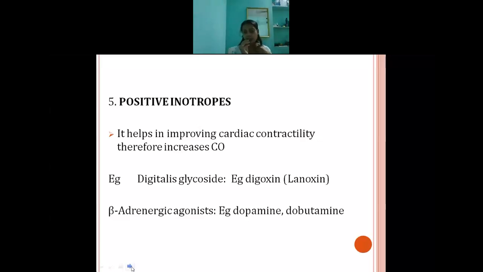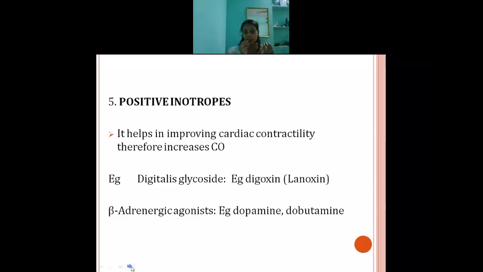And there is one more positive inotrope that we use, that is dopamine and dobutamine. Commonly, dopamine and dobutamine are used when the blood pressure is low or when there is cardiogenic shock. But this digitalis particularly we use in order to improve the cardiac output or to improve the cardiac contractility. Now, digitalis is a very important drug.